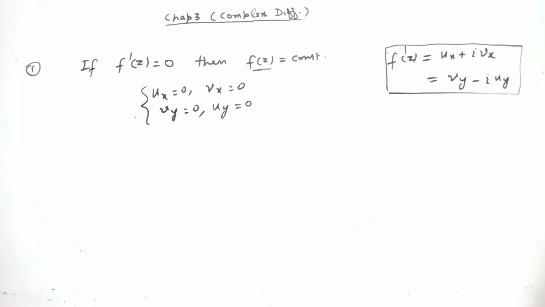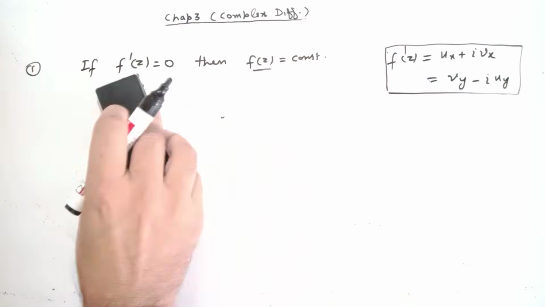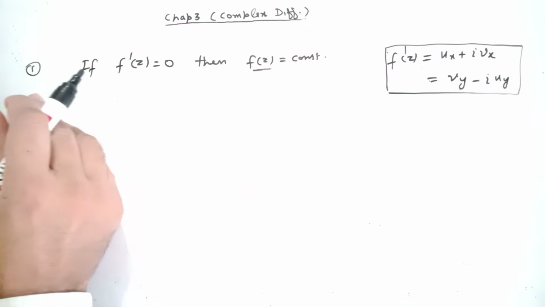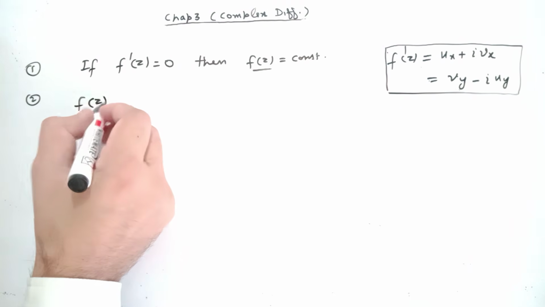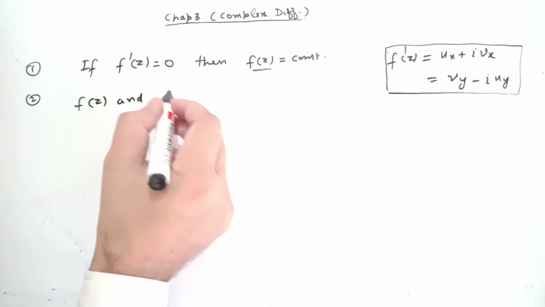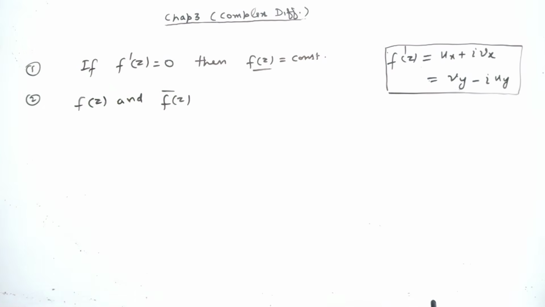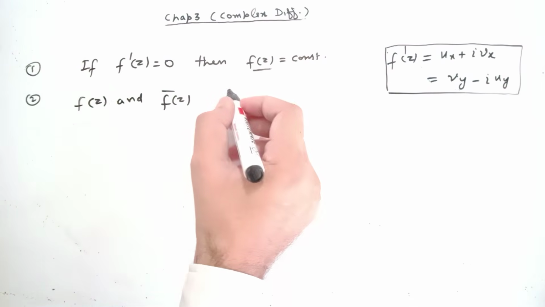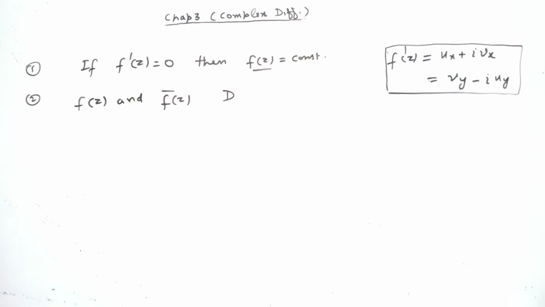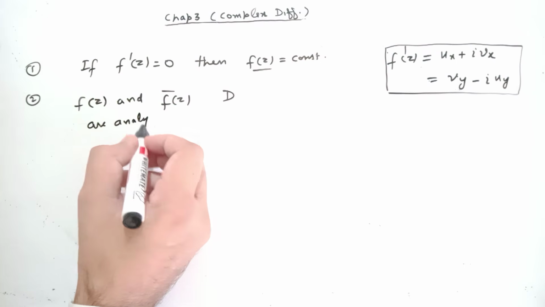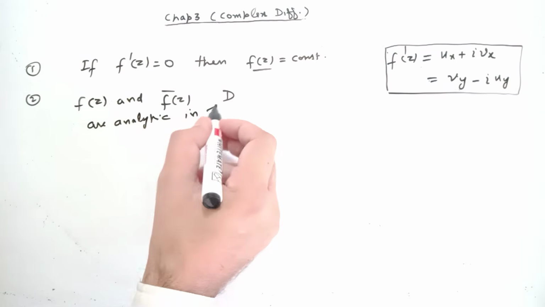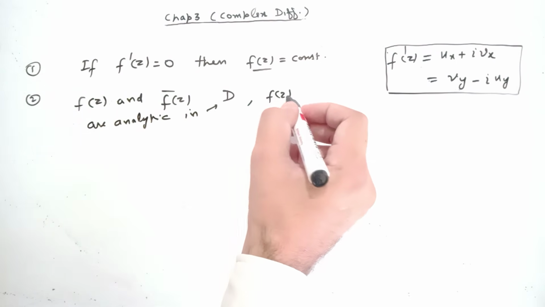Next we have a result regarding constancy of the function. If f(z) and its conjugate f bar z both are analytic everywhere in a domain D, then also the function should be constant. These are analytic in D. Then again f(z) should be constant.